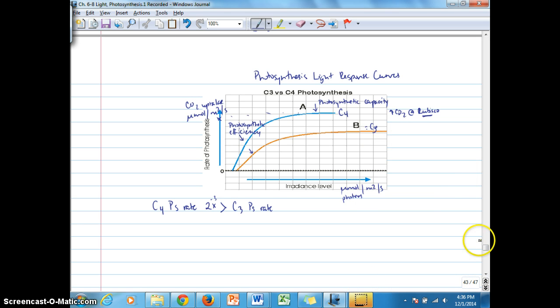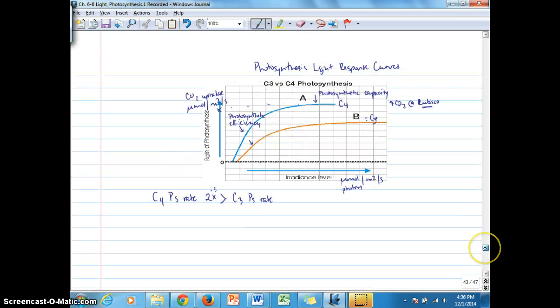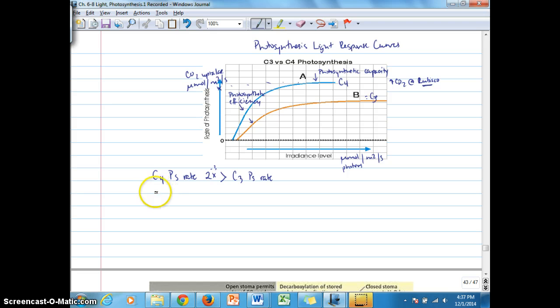Now, this higher photosynthesis rate in C4 plants comes at an energy cost. When we look at C3 photosynthesis, which is a step that the C4 plant has, C3 plants use, remember, 3 ATP molecules per CO2 molecule fixed. You can see there.